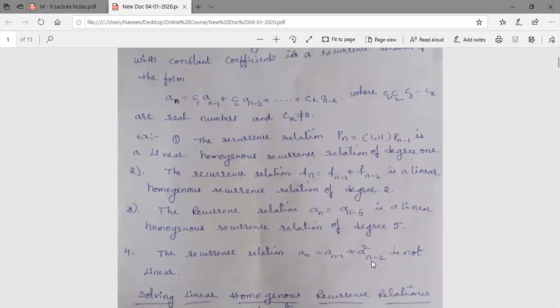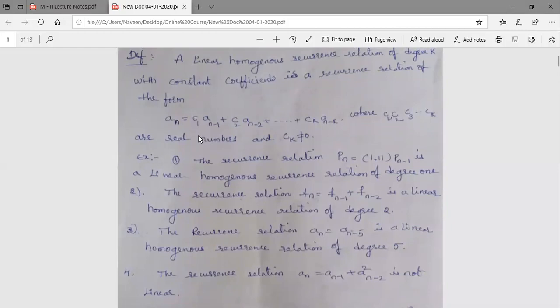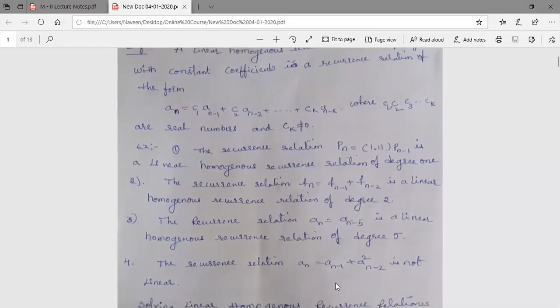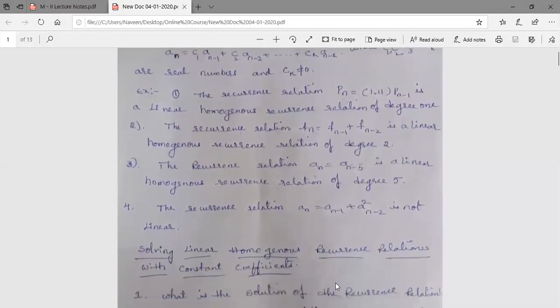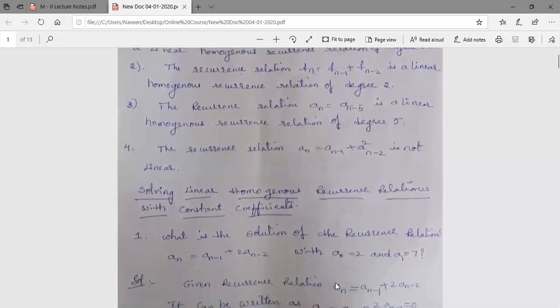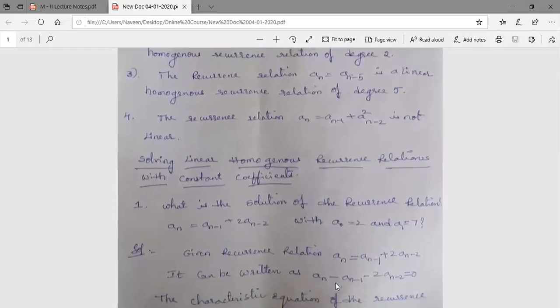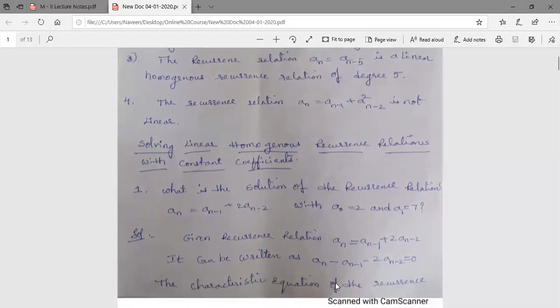In the fourth example, the recurrence relation a_n = a_{n-1} + a_{n-2} squared is not in the form a_n = c1 a_{n-1} + c2 a_{n-2} + so on + ck a_{n-k}. Therefore, it is not a linear recurrence relation. It is not a linear homogeneous recurrence relation. So, if you have a linear homogeneous recurrence relation, how do you solve it? We'll see the working procedure to solve linear homogeneous recurrence relations with constant coefficients.